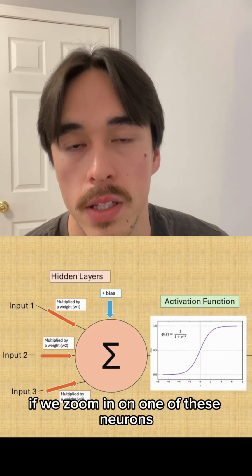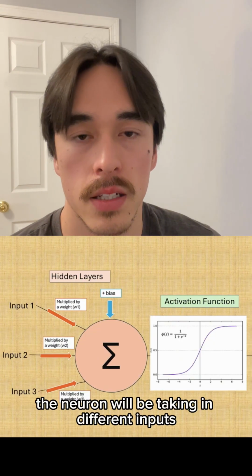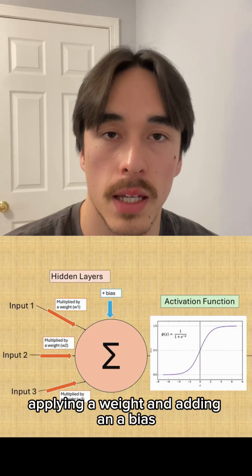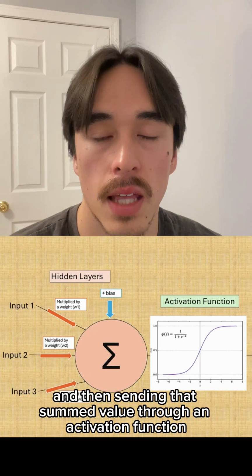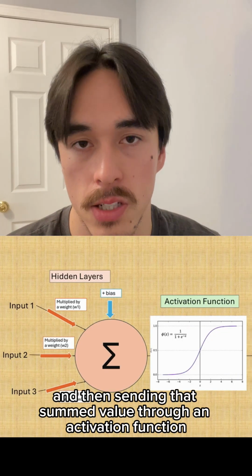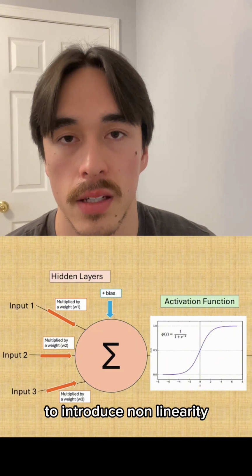If we zoom in on one of these neurons, the neuron will be taking in different inputs, applying a weight and adding in a bias, and then sending that summed value through an activation function to introduce nonlinearity.